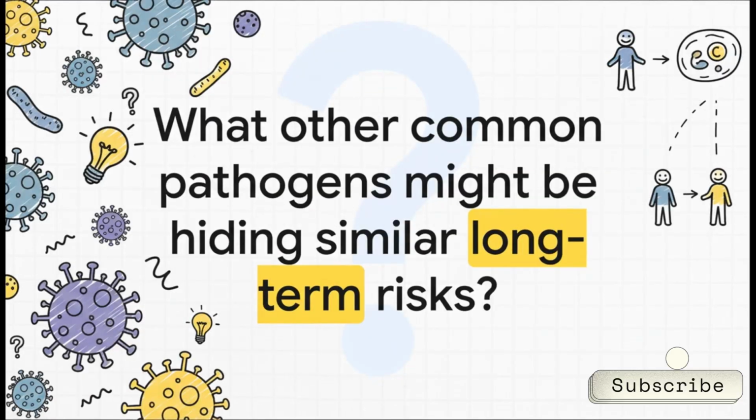So we'll leave you with this final thought. EBV is just a fascinating and kind of scary reminder that a super common virus, one that most people get without even knowing it, can immortalize our cells and is linked to multiple cancers. It really makes you wonder, right? What other everyday germs might be hiding these kinds of long-term risks? It's definitely something to think about.